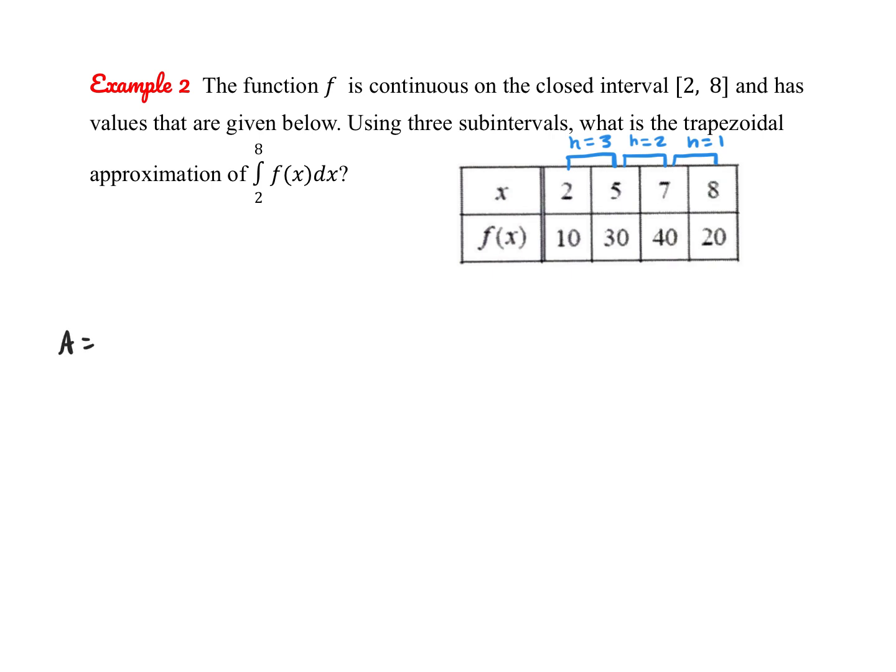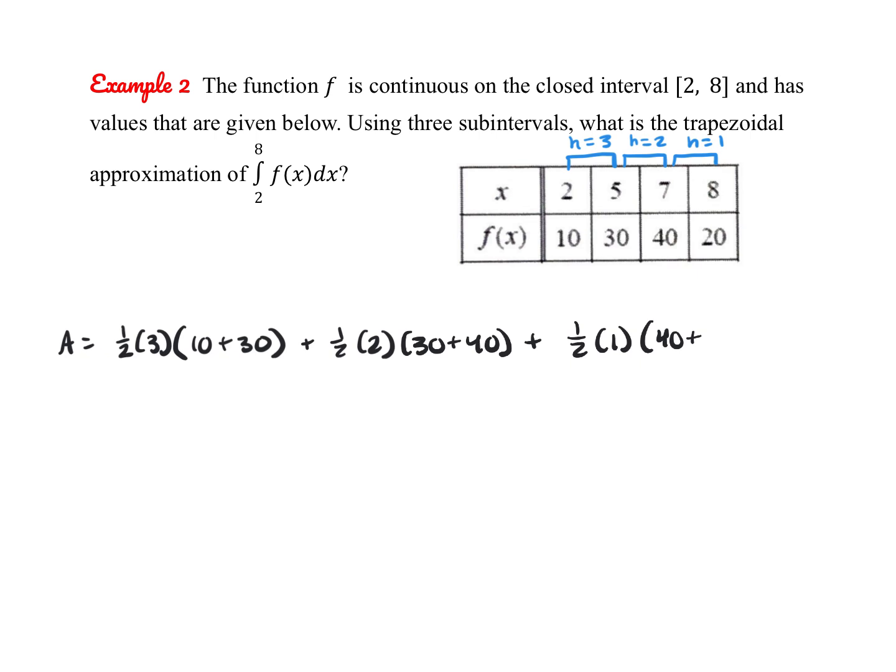So to find this area, we have to find the individual areas separately. So for the first trapezoid, it's 1/2 times 3, and then it's going to be f of 2 plus f of 5, so 10 plus 30. This is the height of my 2 bases. And then for the next one, it's 1/2 times 2, and then f of 5 plus f of 7, so 30 plus 40. And then for the last one, 1/2 times 1 times 40 plus 20.